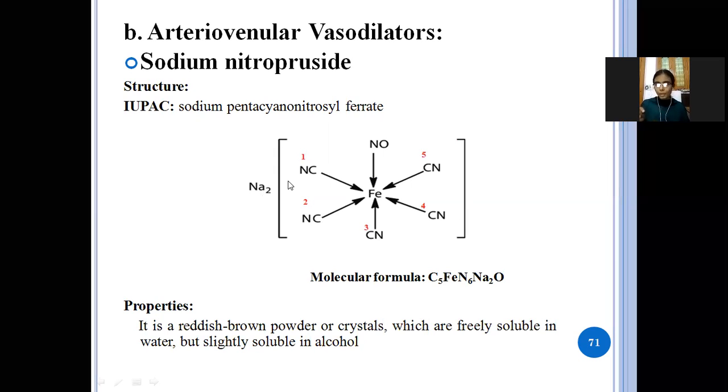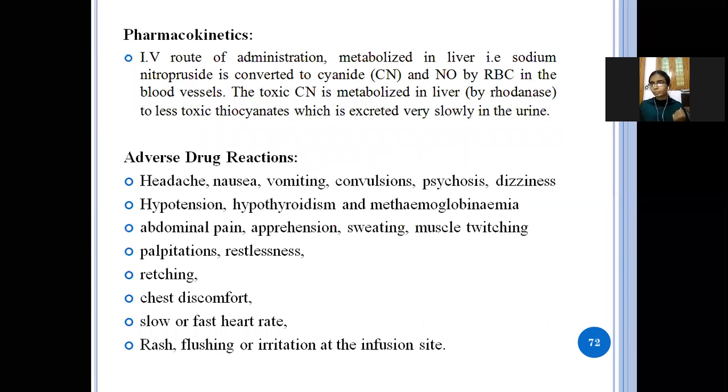And properties are, it is a reddish brown colored powder or crystal. It may be in powder form or crystal form, and it is freely soluble in water and slightly soluble in alcohol. Next, pharmacokinetics. It is given by intravenous route of administration, and it is metabolized in the liver.